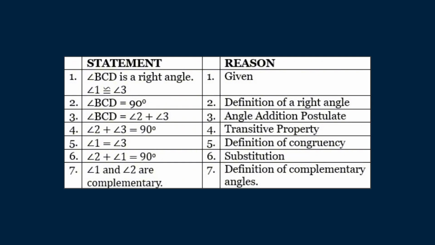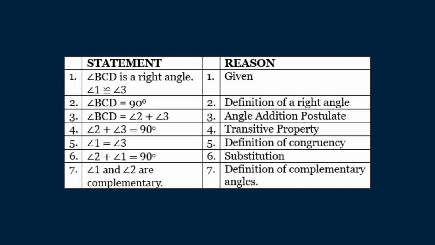You have the given statements, you have the definitions: a definition of the right angle, a definition of congruency, a definition of complementary angles. Those are all definitions. You have properties: the transitive property, the symmetric property, the identity property, or the addition property of equality. All of these are properties of numbers, and we can use these properties of numbers in geometry because they are also math. Now, I want you to look at the reason for number 3, the angle addition postulate.